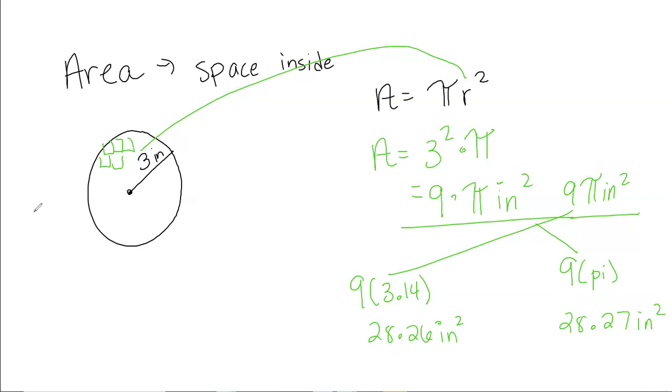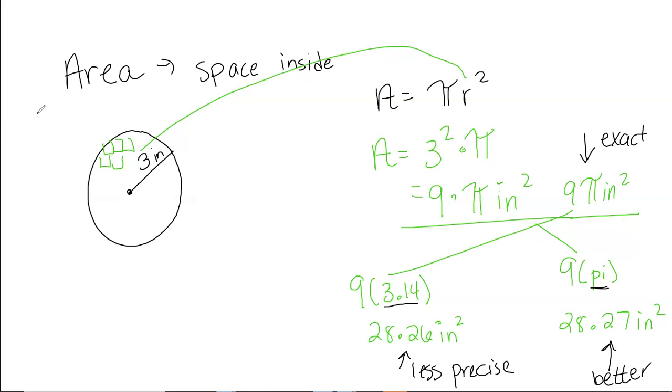If you're asking me which one's the best answer, this one. This is the most exact. Out of the two on the bottom, this is actually better because the pi button is more precise than 3.14. But this answer here, this is fine. If your teacher says use 3.14, do it. Okay.